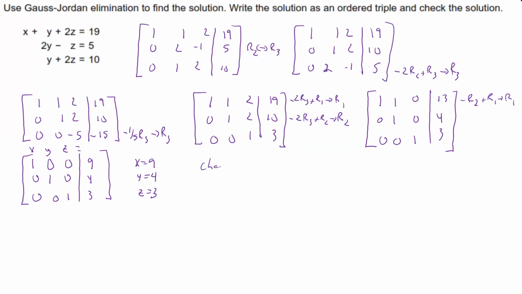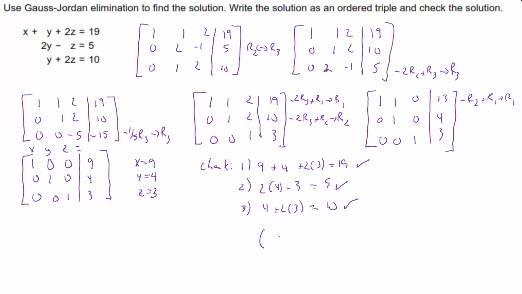Our check is probably the key thing here. So x, that's 9, plus y, which is 4, plus 2 times z, which is 3, is supposed to be 19. So that's 13 plus 6, which is 19, so that looks good. Then we have 2 times y, which is 4, minus z, which is 3. So 8 minus 3 is 5, which is what it's supposed to be, so that checks. And here we have y, which again is 4, plus 2 times 3. So it's 6 plus 4, which is 10, and that's what it's supposed to equal, so that works.